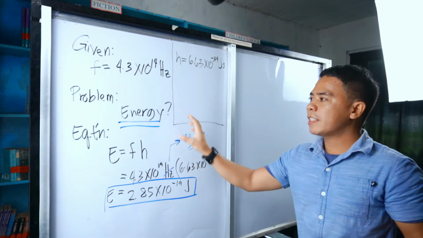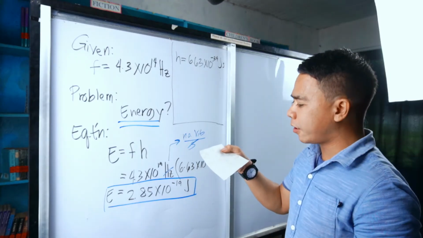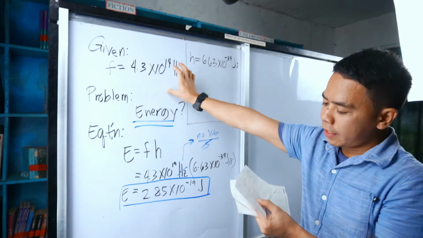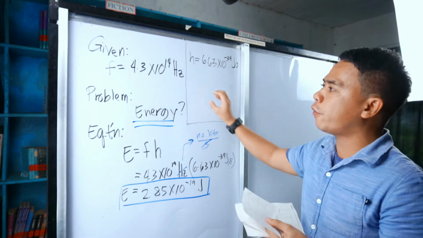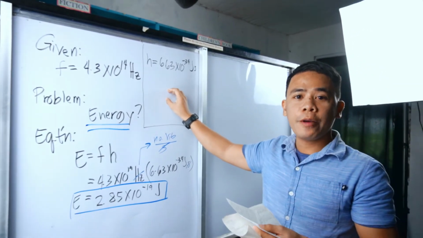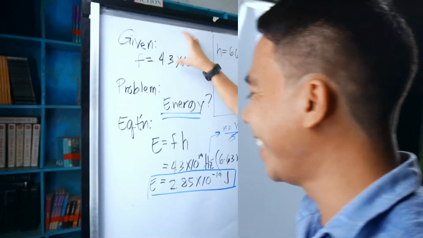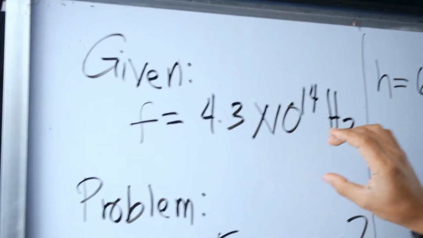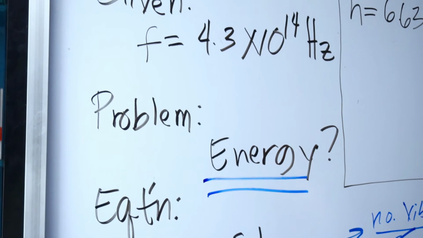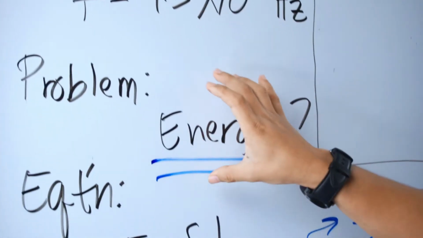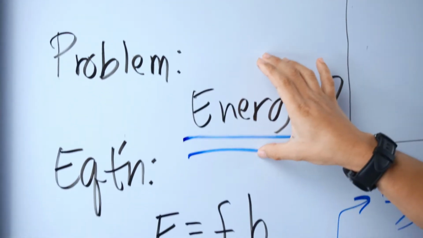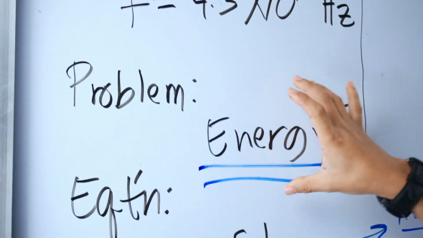So again, the task is on how to compute the energy with a given frequency in problem number 1. The next thing to do is we're going to solve for the wavelength. In a given problem, we first analyze what is given, and after that we analyze what the problem is asking. In this scenario, the problem is the energy.